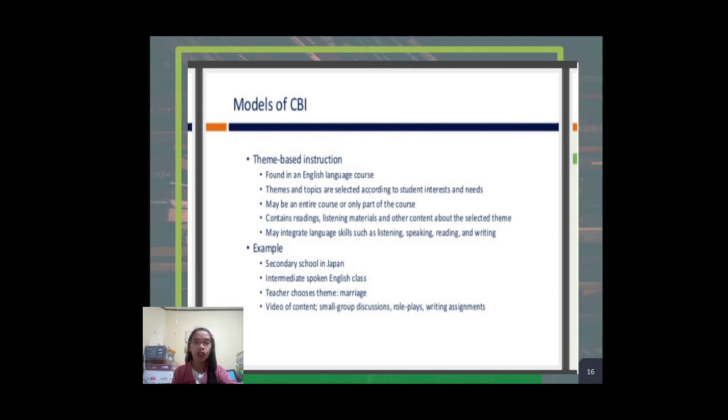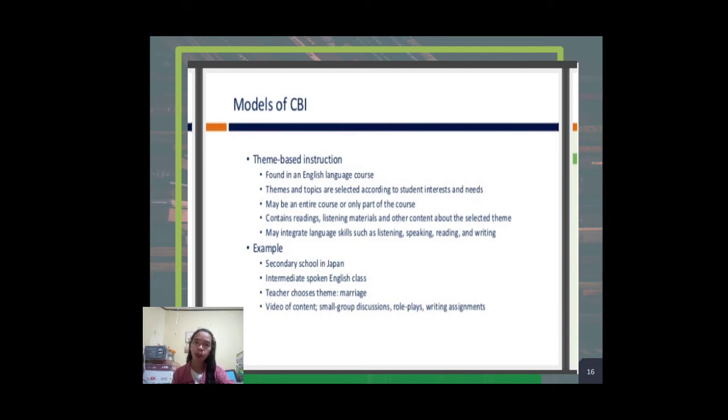Found in an English language course. Themes and topics are selected according to students' interests and needs, may be an entire course or only part of the course, contains readings, listening materials, and other content about the selected theme. We also have, may integrate language skills such as listening, speaking, reading, and writing.